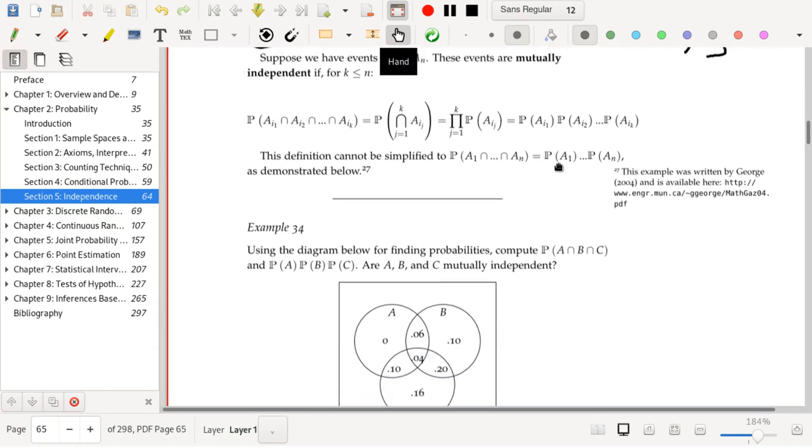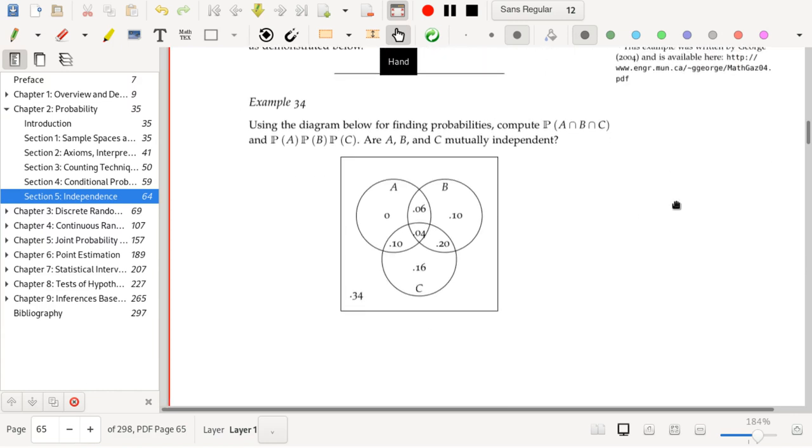Okay, next up, suppose we have events A1 through AN. These sets are said to be mutually independent if, and I know that this definition is rather complicated, for k less than or equal to n, the probability of any subset of that collection of events will become the product of their individual probabilities. So it is not sufficient to just check that for all of these events, A1 through AN, the probability of the intersection is the product of probabilities. It has to be true for not just the entire collection of events, but any sub-collection of that collection of events. They all must turn into the product of probabilities. If this is not true, then they are not said to be mutually independent of each other.